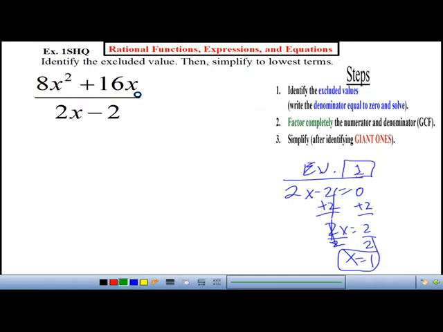Factor. GCF here is what? 2x? No, 4x, my bad. 4x. And what do we have left? 2x plus 1.